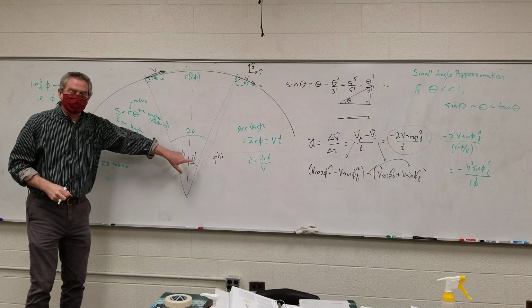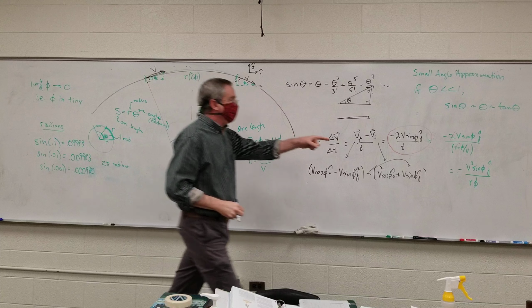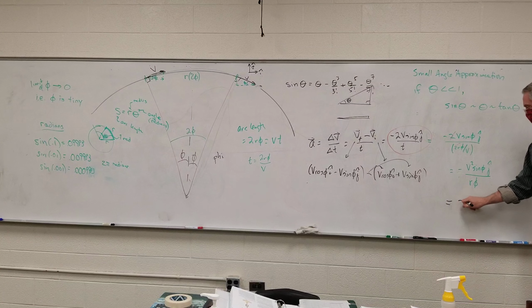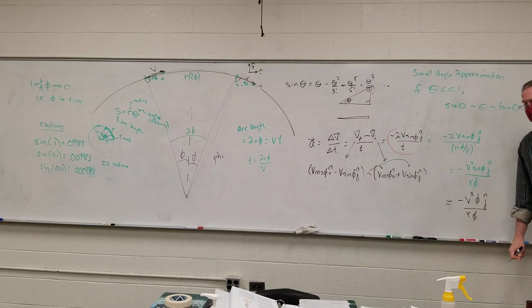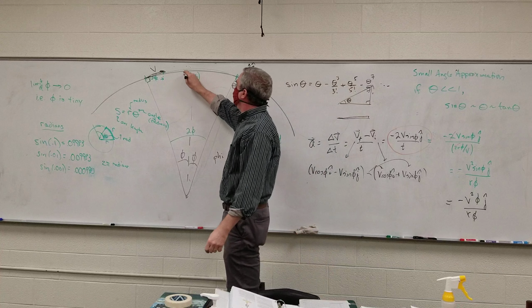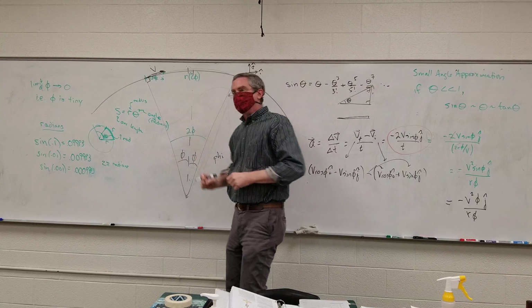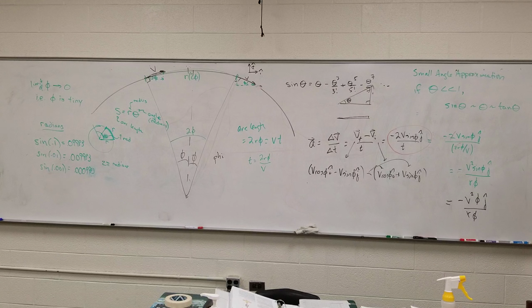So if I make phi tiny here, then my equation becomes negative v squared phi j hat over r phi. Now, how legitimate is it that we can make that assumption? Well, if I have any object that's moving in a circle, I can always take a snapshot in time where it's not going very far. I can take any point on the circle and look at the angles just before and just after, because what I'm trying to figure out is the acceleration at a specific moment in time. The phi's cancel out, and what I'm left with is negative v squared over r j hat.